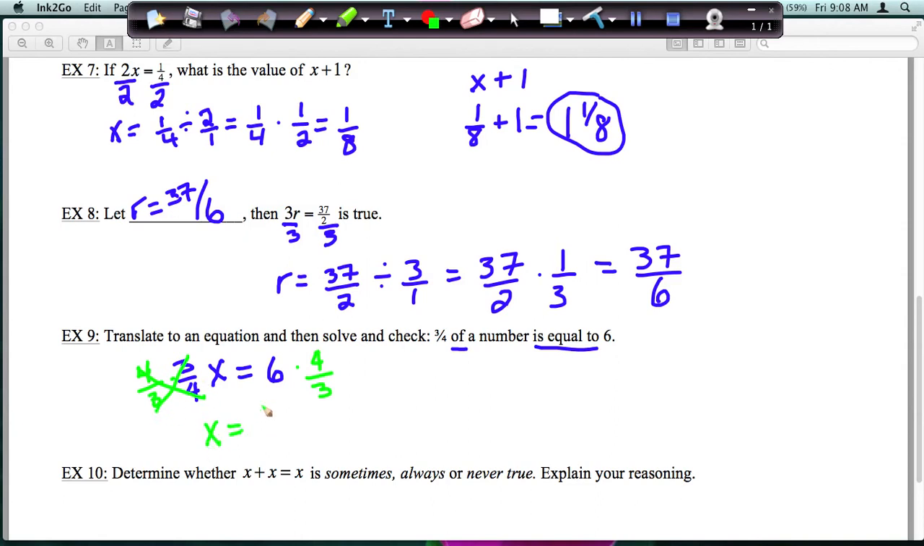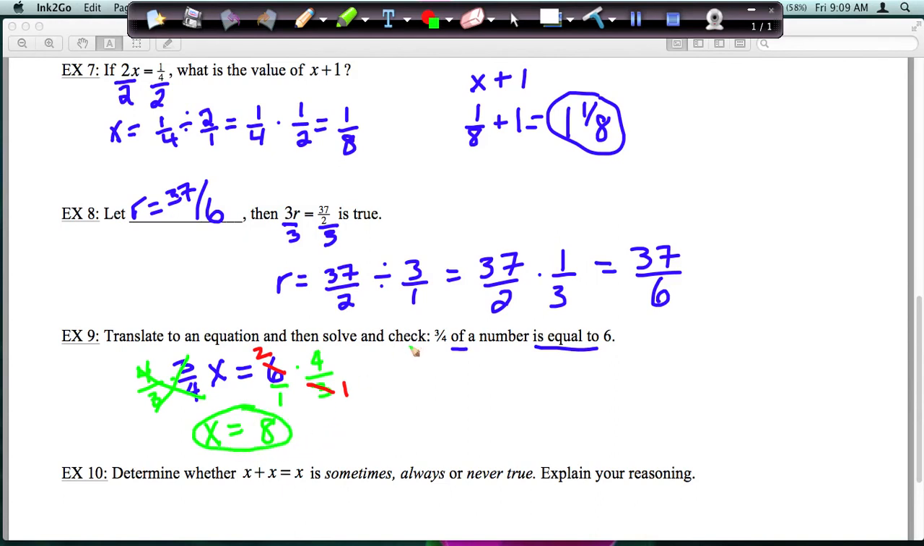Over here, I'm going to go ahead and do that cross-canceling that we did earlier. I have a 6 and a 3, and both of those are divisible by 3. So I'm going to divide 3 by 3 and get 1. I'm going to divide 6 by 3 and get 2. And now I can go ahead and do my multiplication. 2 times 4 is 8, and 1 times 1 is 1, so I do not need to write that denominator of 1. So x equals 8.